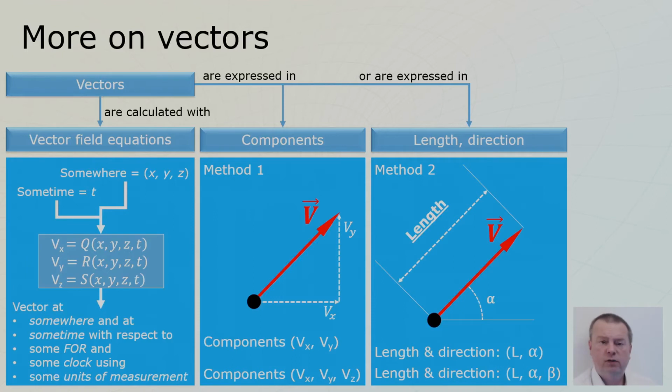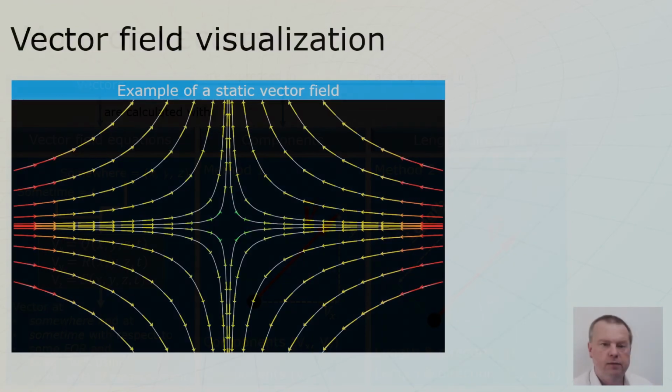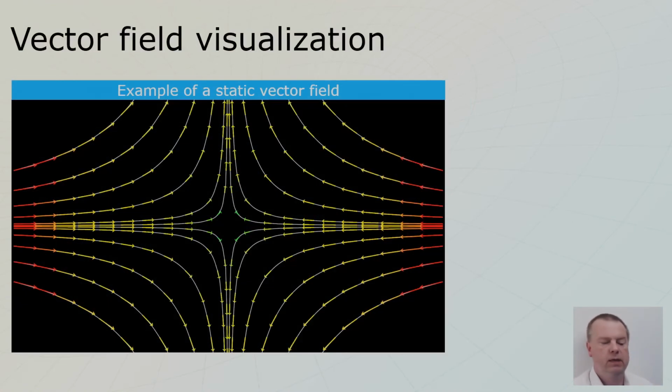I think we have discussed all the building blocks of vector fields and vectors, and you are ready to go to the next level. But first, let's look at some examples. Vector field visualization. Here I have an example of a static vector field, and with static I mean time is not an issue. It's always the way it is right now, all the time. We see colored vectors and we see white lines. And let's talk a little bit more about those.